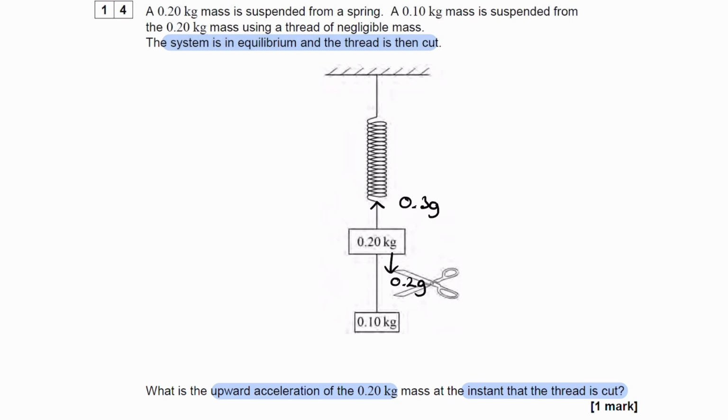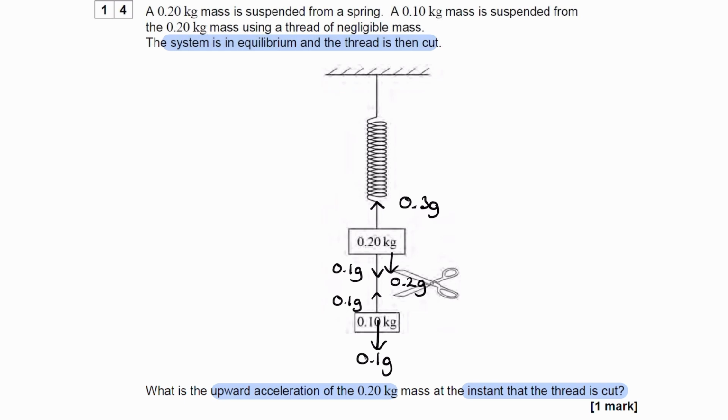The 0.1 kilogram mass has a downward weight force of 0.1 g and an upward tension force. It's in equilibrium again, so the upward tension force should be 0.1 g to counteract this downward force that we have here. The tension throughout the spring should be constant, and therefore the downward tension force on the 0.2 kilogram mass should be 0.1 g as well.